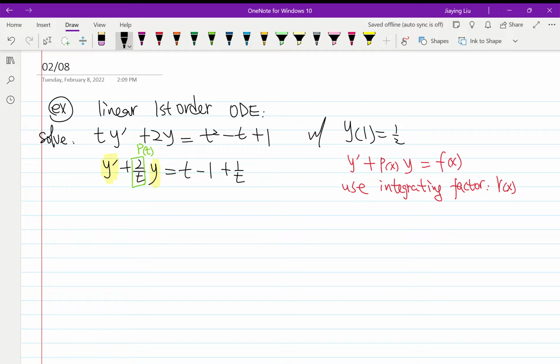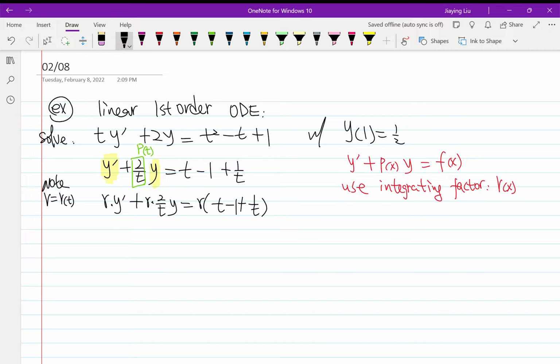And this 2 over t is what we call p of t, or p of x in the general case. So the next step is a very important step. We multiply by r of t. I'm just going to write r there, but note that when I write r, I really mean r of t, a function of t. So multiply by r of t, so we get r y prime plus r times 2 over t y equals r times t minus 1 plus 1 over t.